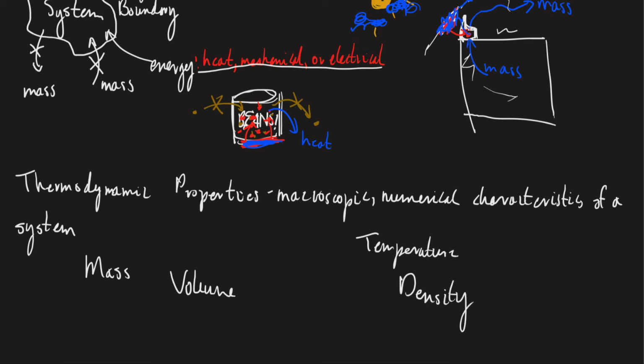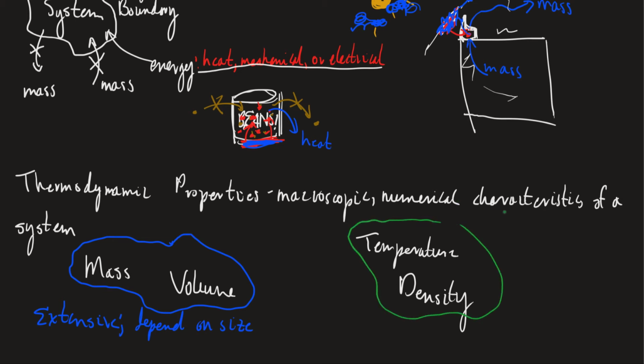And thermodynamic properties can be split into two different types. So one is called extensive properties. So these extensive properties depend on size. They scale with size. The other type is called intensive thermodynamic properties, and these don't depend on size.